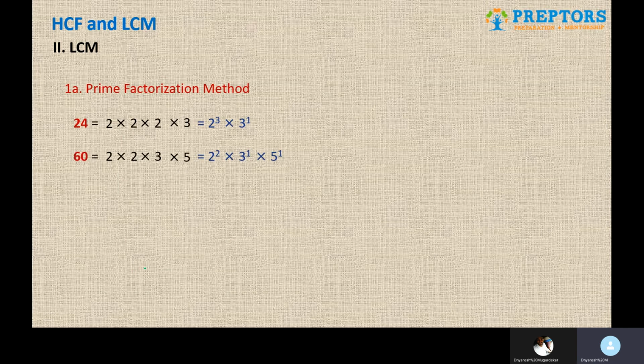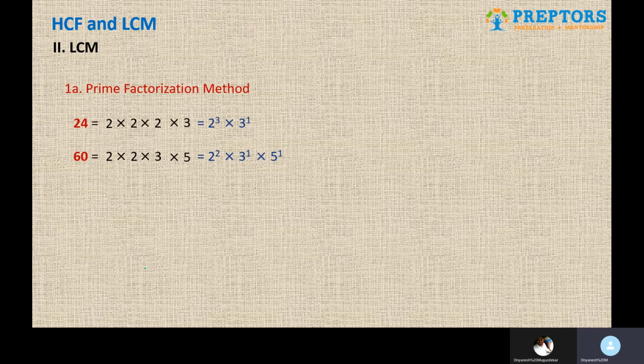And if you remember for HCF, we had said you have to do highest common power. Here it becomes even further easier. You are not supposed to do common power. You are just supposed to do highest power. Forget the word common from the HCF portion.